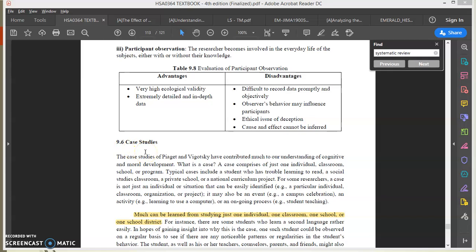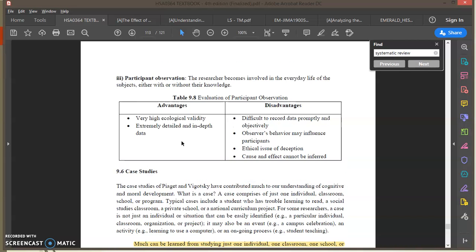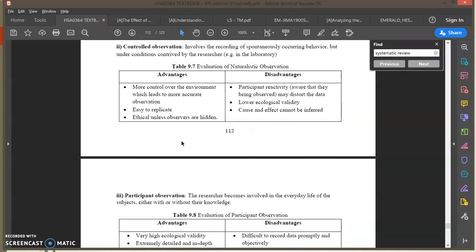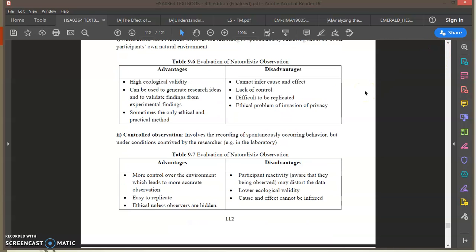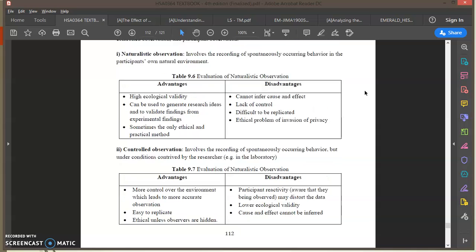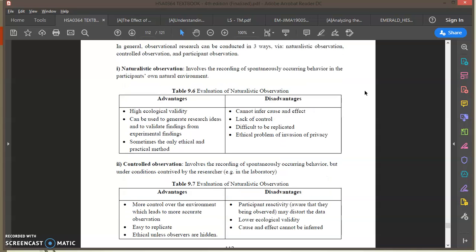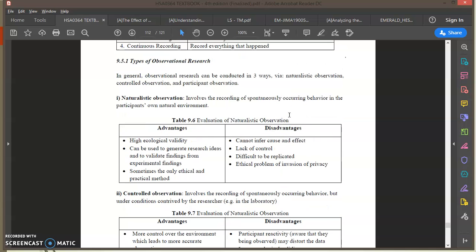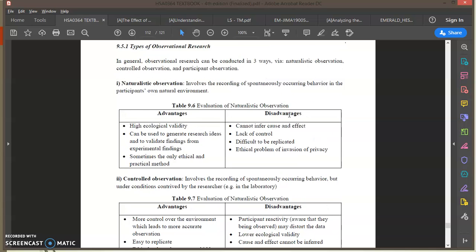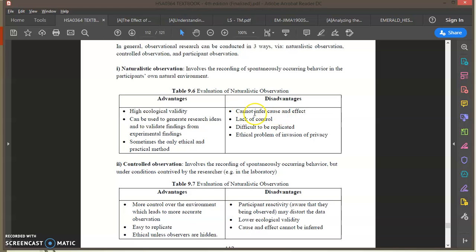Okay, so let us continue with topic number 6 from chapter 9, which is case study. But before we do that, let's look at some certain things that I may have explained slightly wrongly from the previous topic on observation. If you notice, in all of the disadvantages of the types of observational research, it says that we cannot infer the cause and effect.